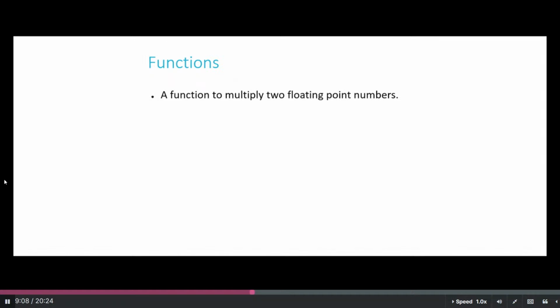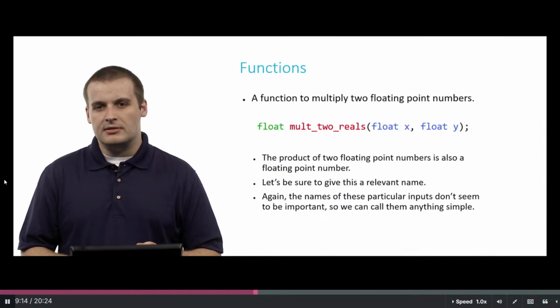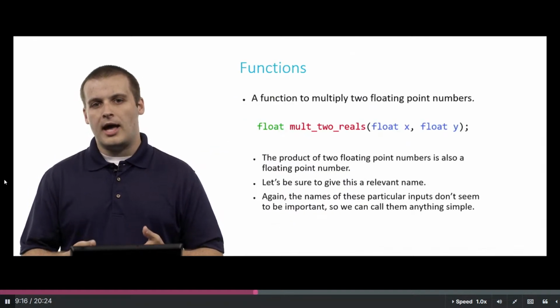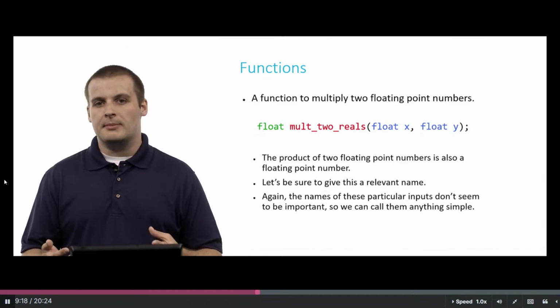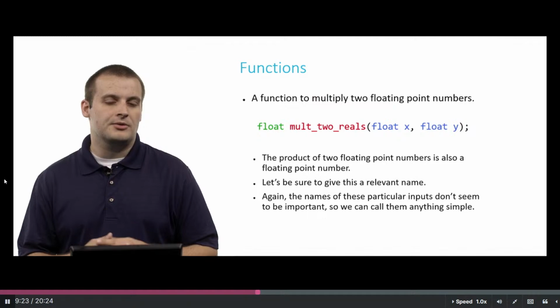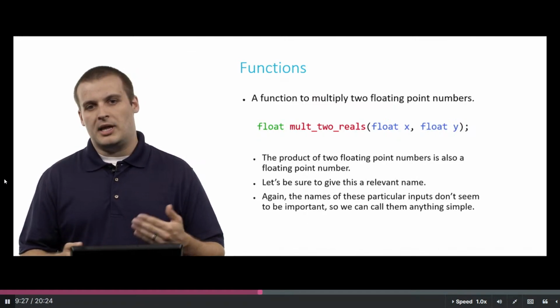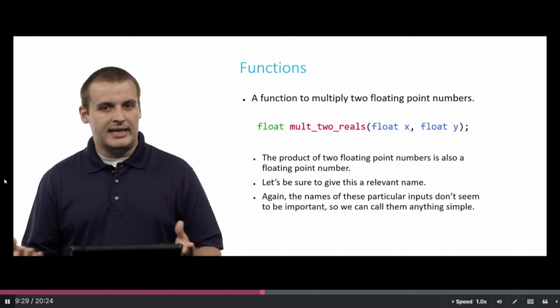All right, hopefully you paused the video. So let's take a look at an example of one possible declaration. Float mult2reals, float x, float y. The product of two floating point numbers, which recall are how we represent real numbers or numbers with decimal values in C, is going to be a floating point number. When you multiply a decimal by a decimal, you're probably going to get a decimal.